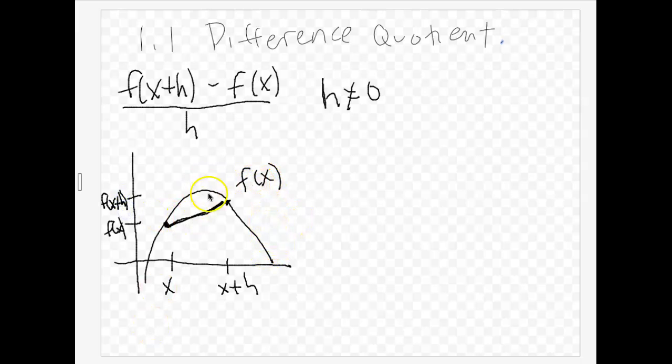The way that we compute slope is the change in y over the change in x, so the change in the vertical distance. This change is going to be f of x plus h minus f of x. And then the change in the horizontal distance is x plus h minus x, and that's how you can tell that in the denominator it's h. So the difference quotient allows us to find the slope between x and x plus h.